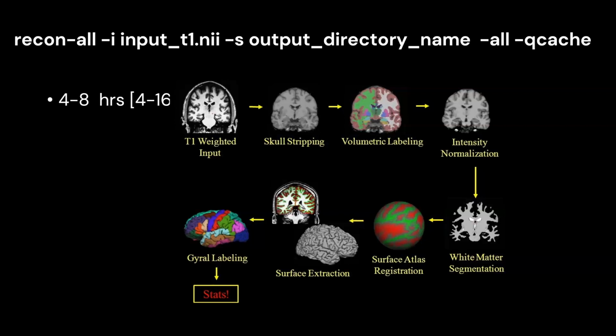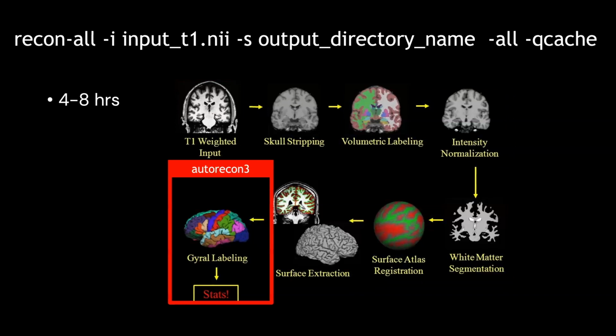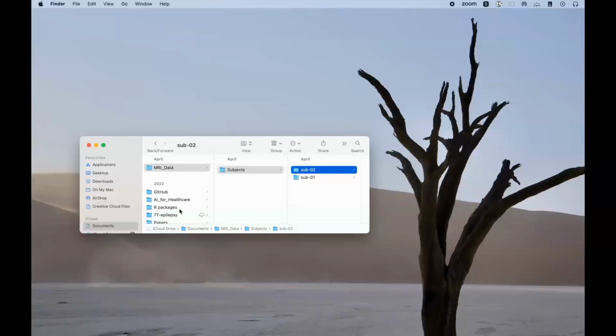So as I told you before, recon-all is composed of different steps, and these steps are actually subdivided into autorecon subdivisions. There are three main autorecon subdivisions, and each one contains different processing steps. In this video, I'm going to show you how to run recon-all and how to activate the command.